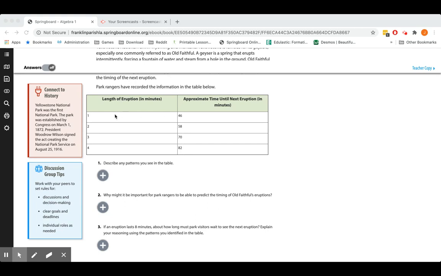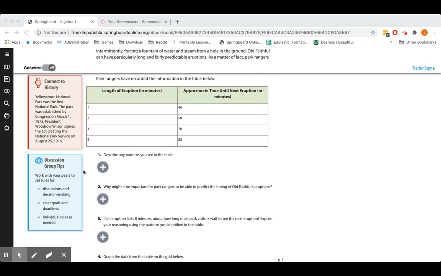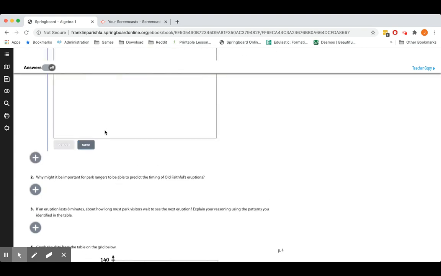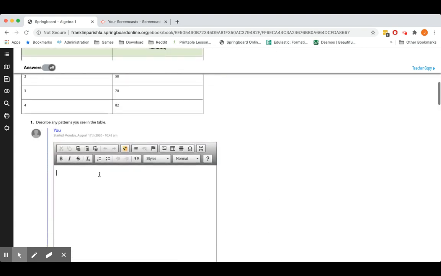So if it was 1 minute long, 46 minutes until the next eruption. 2 minutes long, 46 plus 12 is 58 minutes. 3 minutes long, add another 12, we get 70. So plus 12 seems to be our pattern. And that's what we would write in our notes or in our book or on this website if you're using it to help you.